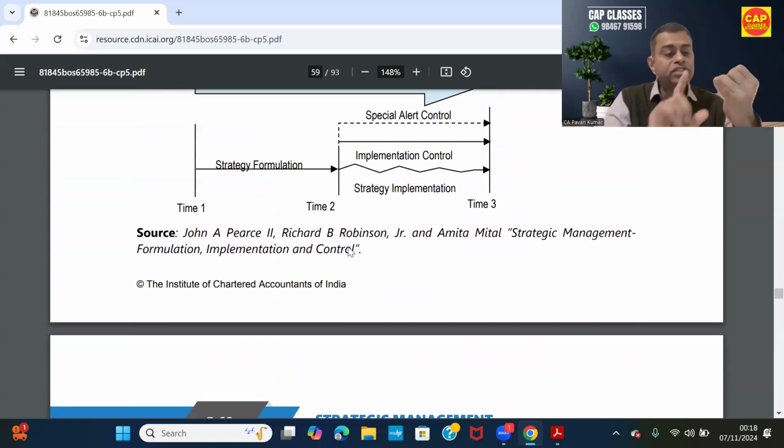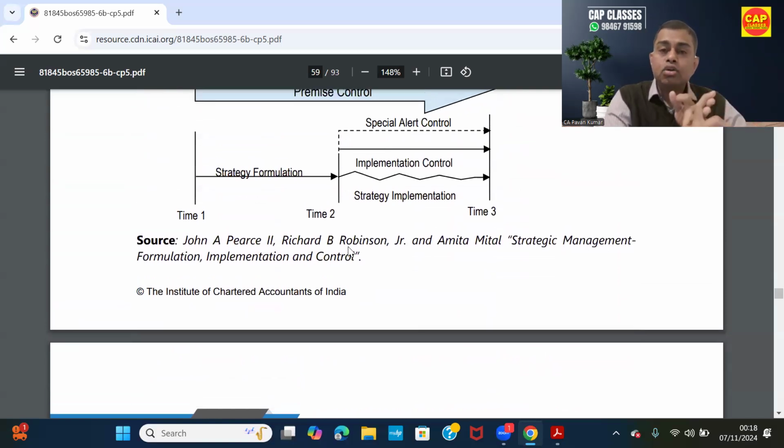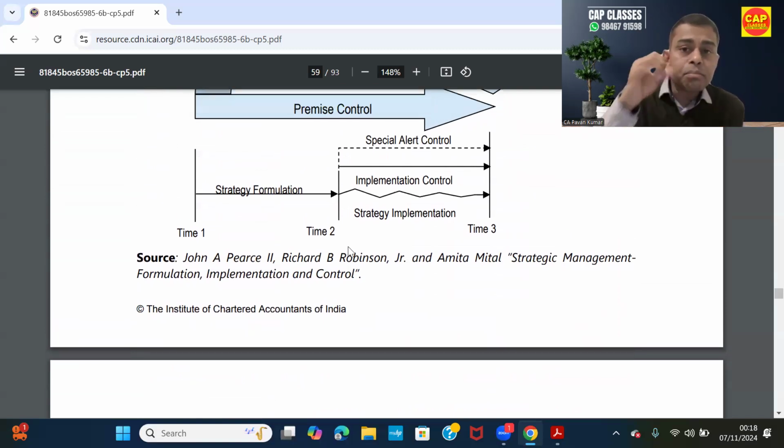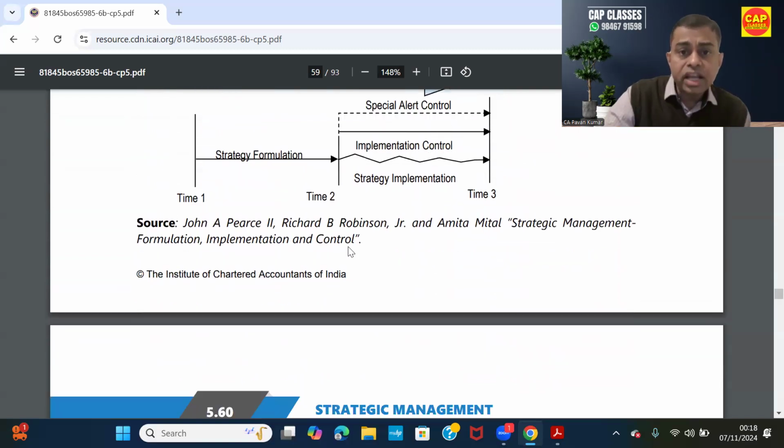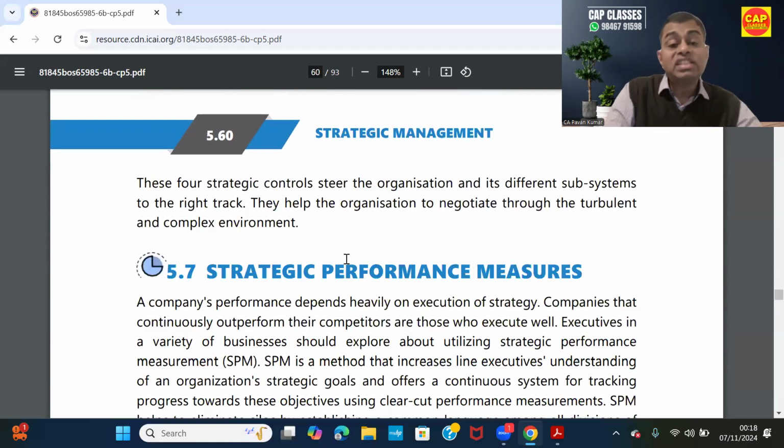Three levels of controls we have seen: strategic level control, management level control, operational control. Four types of controls we have seen. That's all. With this, we have completed control, which is in 5.6. Now, 5.7 is strategic performance measures. How do we put strategic performance measures? SPM we call. We'll see it in the next session. Okay. So any doubts till now in whatever we have discussed?